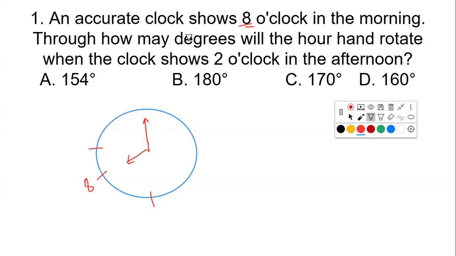So this is 8 o'clock. Now, through how many degrees will the hour hand rotate when the clock exactly shows 2 o'clock? Your focus should be on the hour hand only. Let me draw the 12. This is 12 and say this is 3. So where will my 1 be and where will my 2 be? Now it is 2 o'clock. If you see exactly 2 o'clock and 8 o'clock, this is forming a straight line, which is 180 degrees, right?